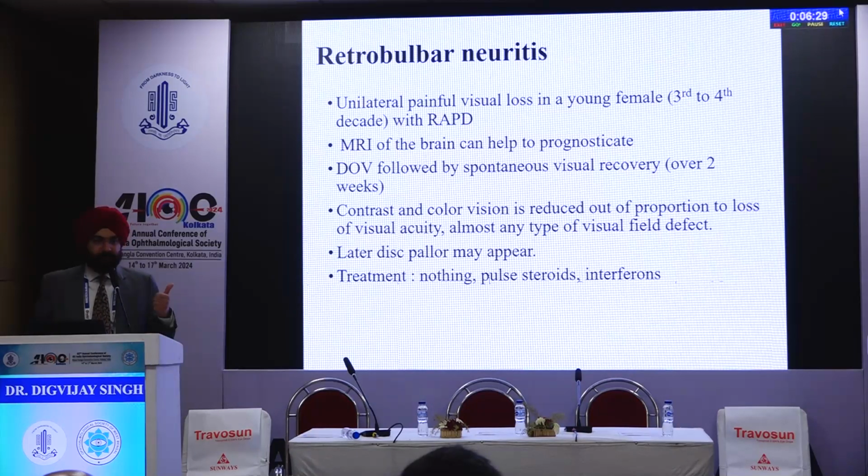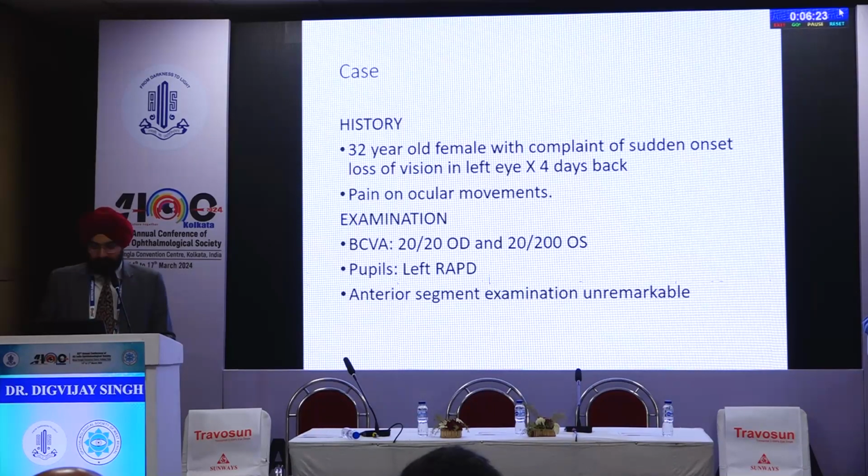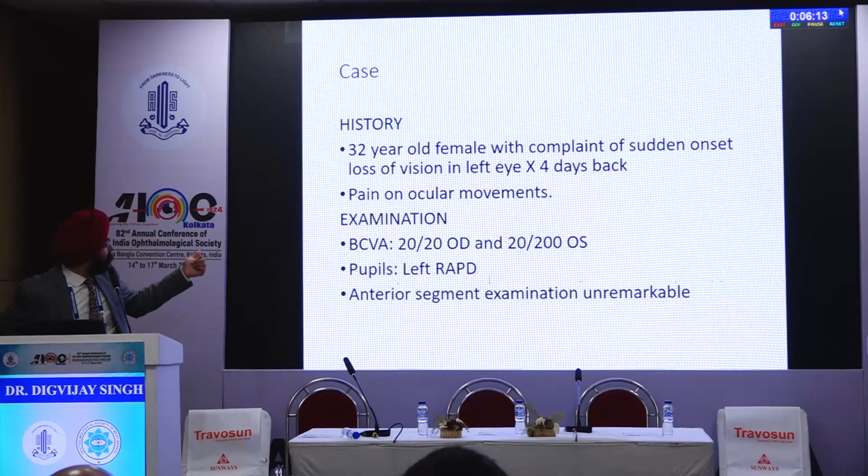So you need to be able to recognize RBN as a diagnosis, particularly when you're having a subacute vision loss in the typical age group. And of course, you need to investigate these cases. Let's look at one case of RBN, a young female, about 32 years old, who presented with vision loss in the left eye, as you can see here.